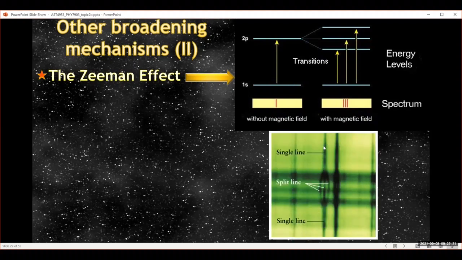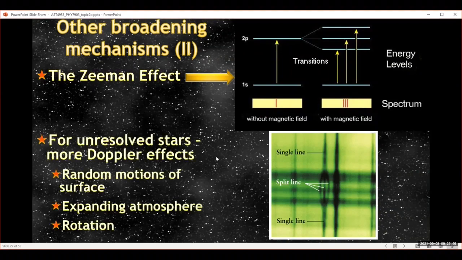And you can see here, there's not a magnetic field here. It looks like it's a single line. Then we have a magnetic field and it splits. But this only works if you've got high resolution or a strong magnetic field. For a weaker magnetic field or low resolution, you're going to get something that looks like this, where it just looks like it's all stuck together. And so you really see a broader line, and that is down to an unresolved magnetic effect.